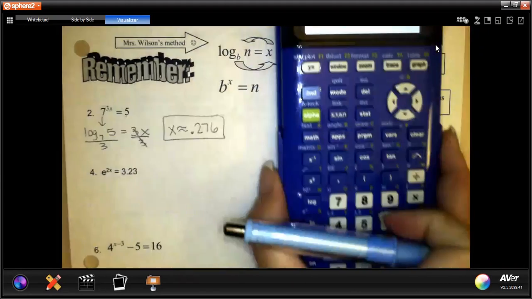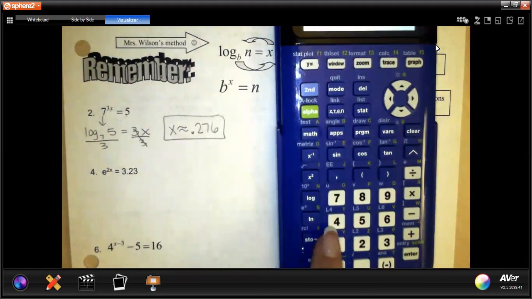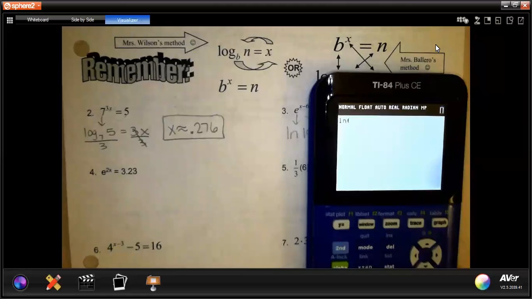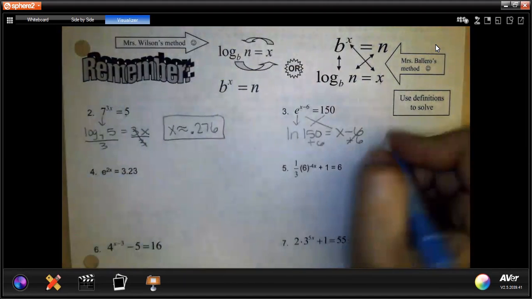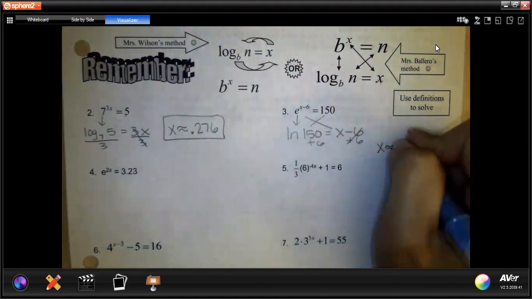So in our calculator here, the ln button, the natural log, is to the left of 4. So I hit natural log. 150, I make sure to close my parentheses because that's the whole entire term there. And then we're going to add the 6. Again, we want to keep 2 or 3 decimals. So we get x is approximately 11.011.